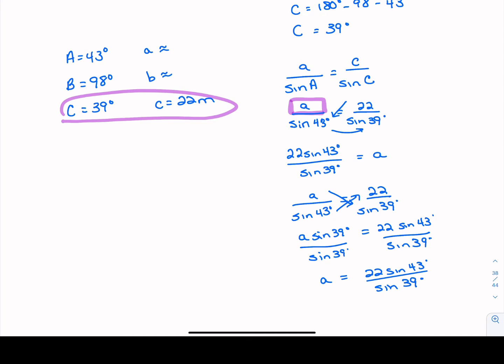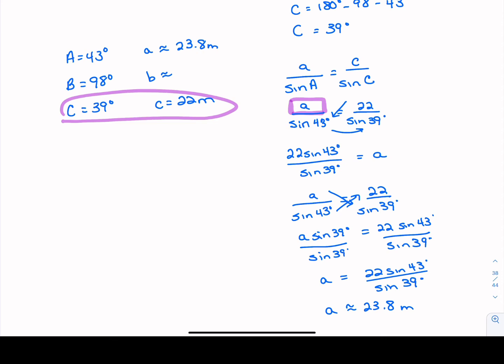So what you should get for an A value is approximately 23.8 meters in this case. So we've got an A value of 23.8 meters. I'm just going to fill that in to my chart here. And the only other piece of information now we're looking for is side length B.